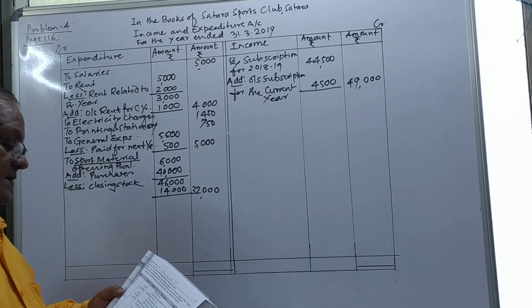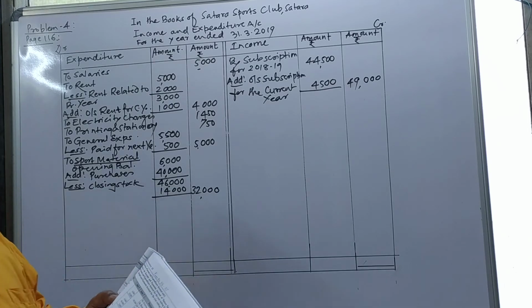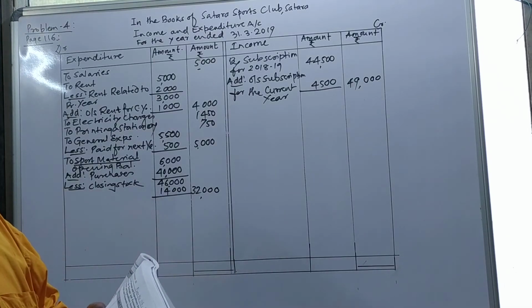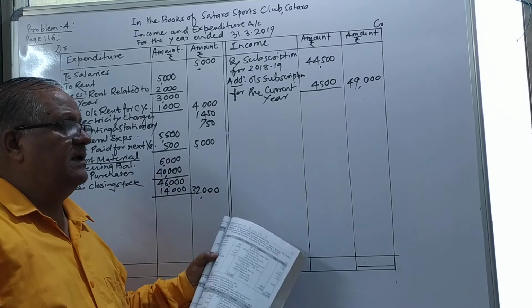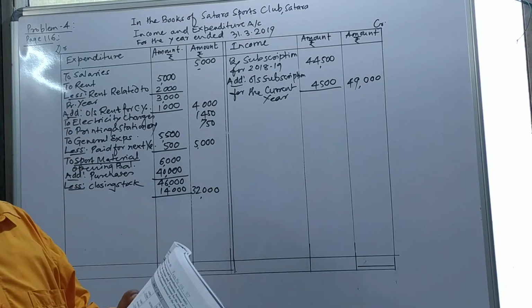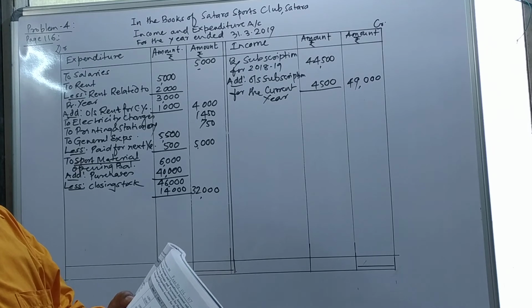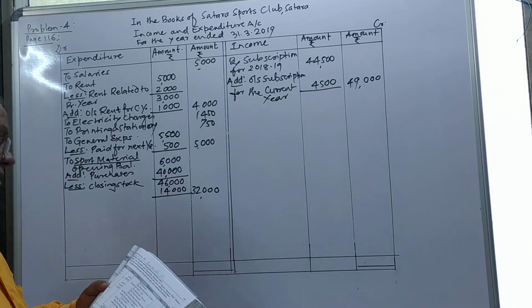And this once again, the 2019-20 subscription is 3,500. If they ask us for the balance sheet, we can show it on the liability side of the balance sheet, that is subscription received for the subsequent year 2019-20, but that is not asked here.